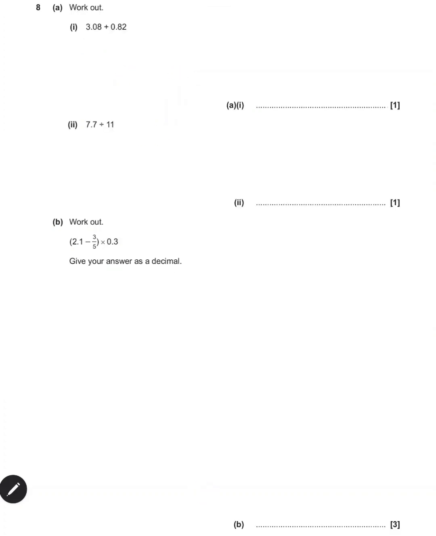Question 8, some work with decimals to do. So first things first, we're going to do 3.08 added to 0.82. Just treat this as a normal column addition. Just make sure your decimal points are lined up. 8 add 2 is 10. 8 add the 1 is 9. And 3 add 0 is 3. You end up with 3.9 or 3.90.